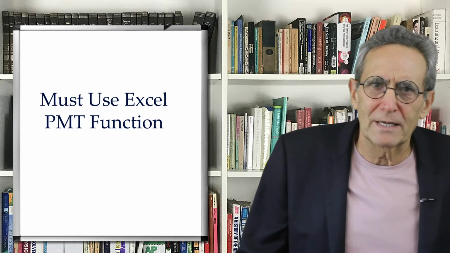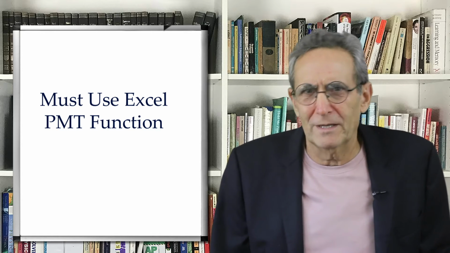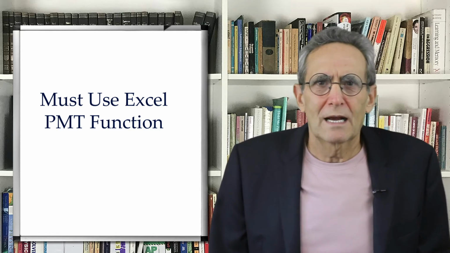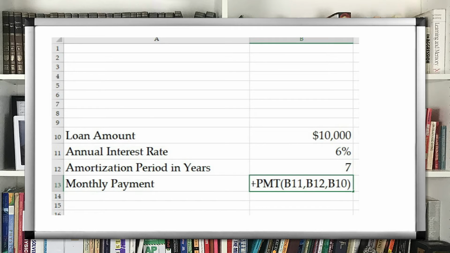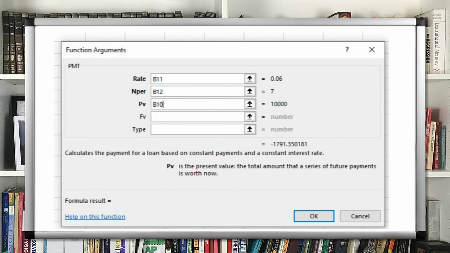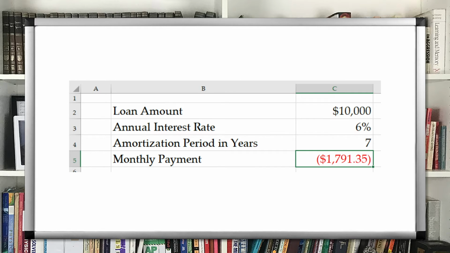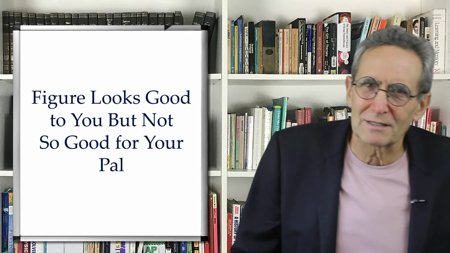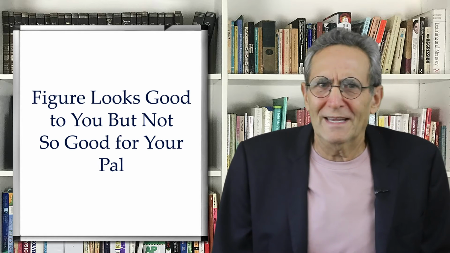Now, Excel has the precise function, PMT, standing for payment, to easily compute the monthly principal and interest payment. So you set up the worksheet and the formula like this. Now you blithely enter the cell references as follows and click OK, and you get a monthly payment of $1,791.35. This looks very good to you, but your pal has a seizure and says, WTF?